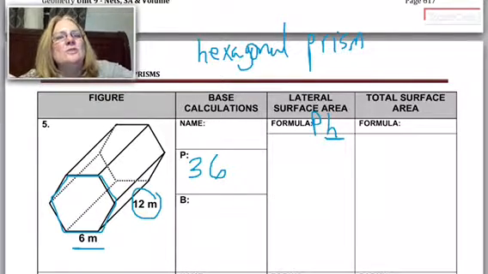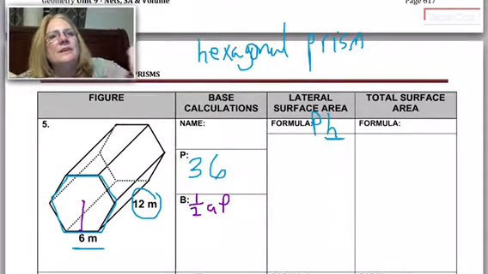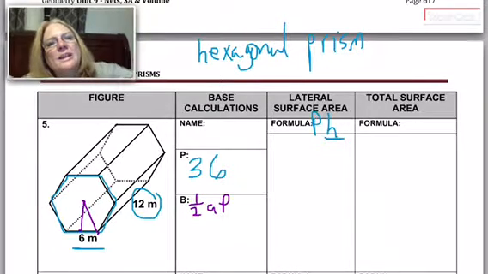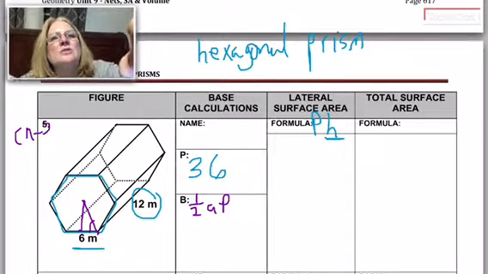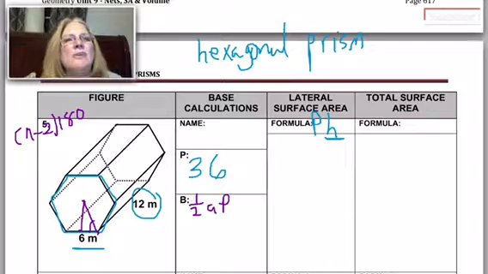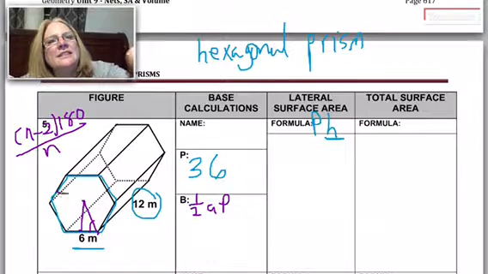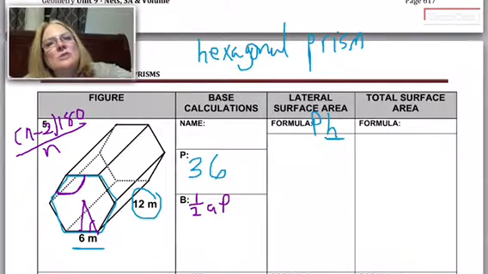Now what we need to do is find the area of the base. So that is 1/2 AP, where A is the apothem and P is the perimeter. Now, what you may remember is this angle right here, we need this angle, but if not, n minus 2 times 180 is how we find the sum of interior angles, and then we divide that by n, and that's going to give us the measure of each angle inside of here. And if you do that, you're going to get 120.